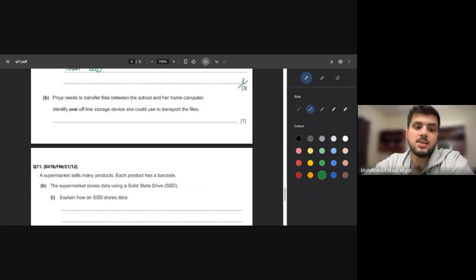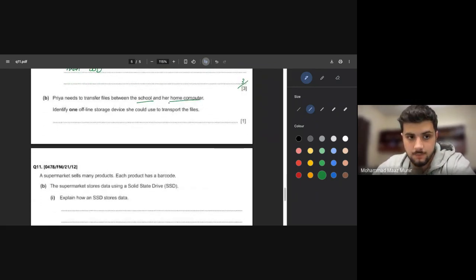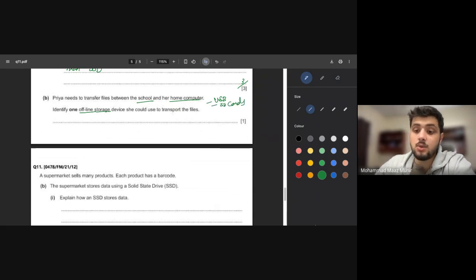Continuing with the B part, it says that Priya needs to transfer files between the school and her home computer. You need to identify one offline storage device she could use. So we can make use of a USB flash drive, or SD cards. You can mention any such thing which is valid. I could go with a USB flash memory drive because that's what is used most commonly in our society.